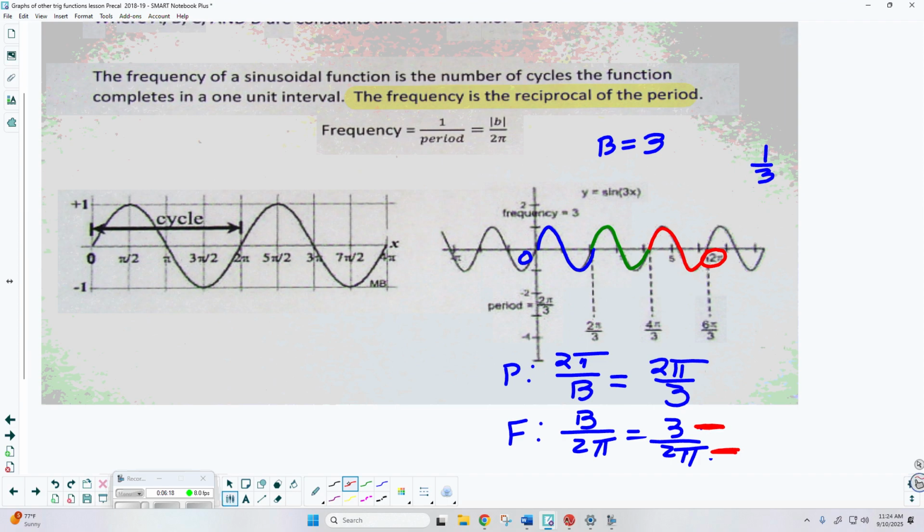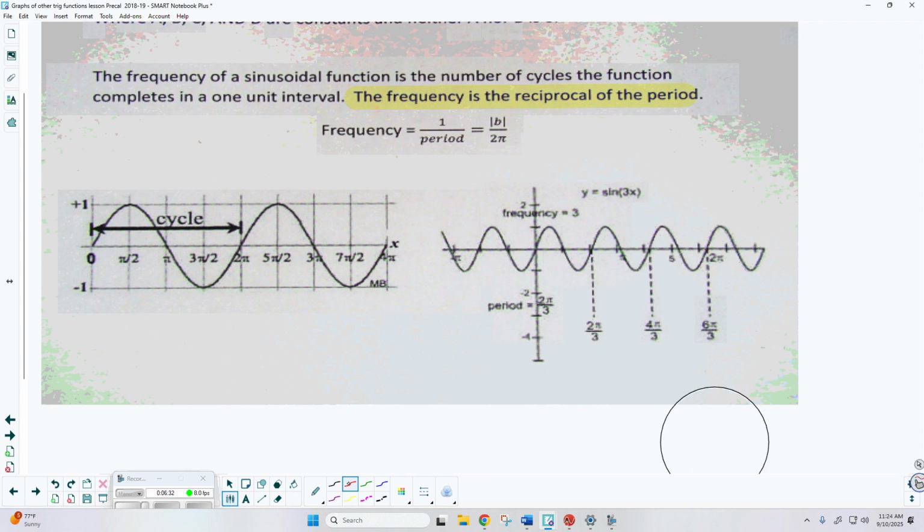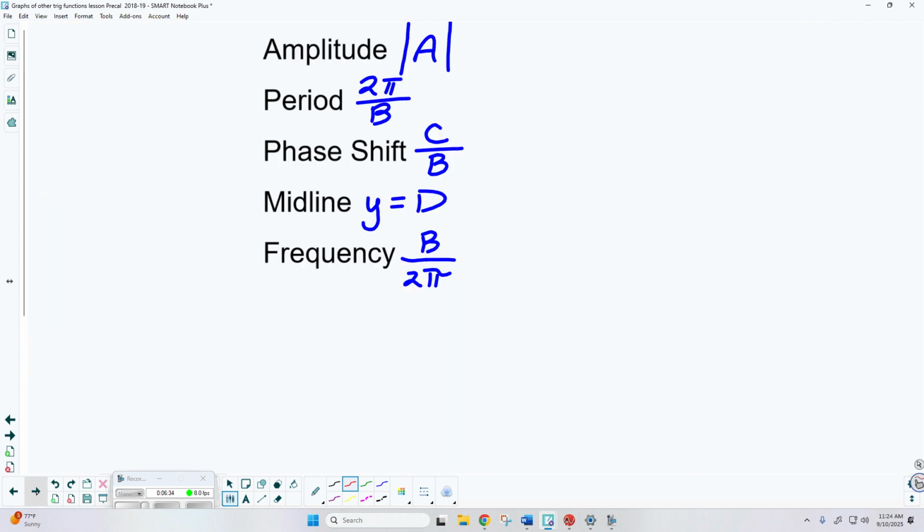Is everybody okay with that? So that's the only new item from today that's going to be on that quiz tomorrow. I am going to ask you to go ahead and find the frequency as well. That's easy. It's just the reciprocal of your period. Okay. So with this in mind, we have all those others that I mentioned.